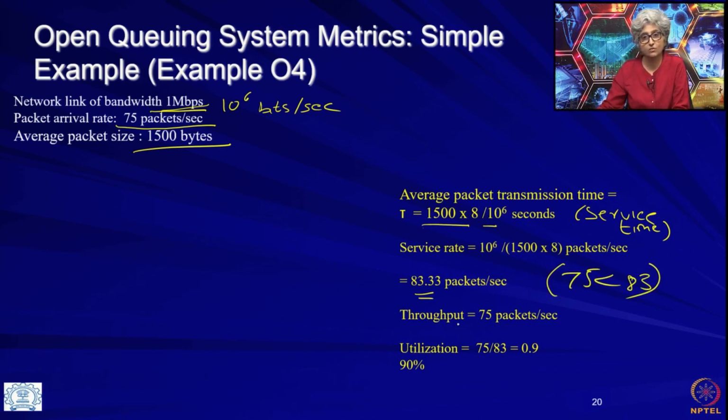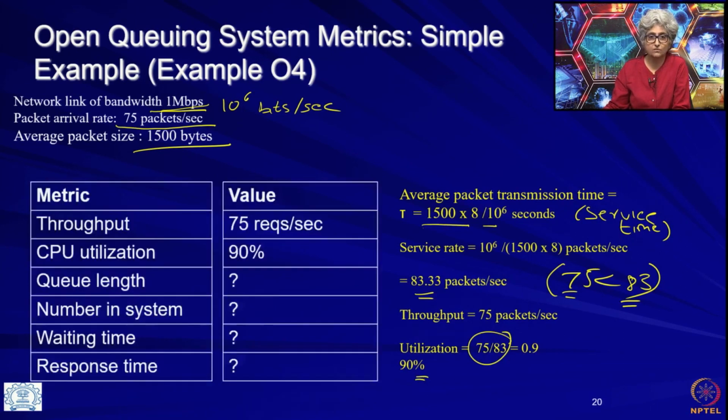So, throughput is equal to 75, right. Basically this link can actually carry 75 packets per second, and what is utilization? Compared to its capacity of 83 packets per second, if it is getting 75 packets per second, this is the ratio, this is the fraction of time it is going to be busy. So, it is 0.9, in other words 90%.